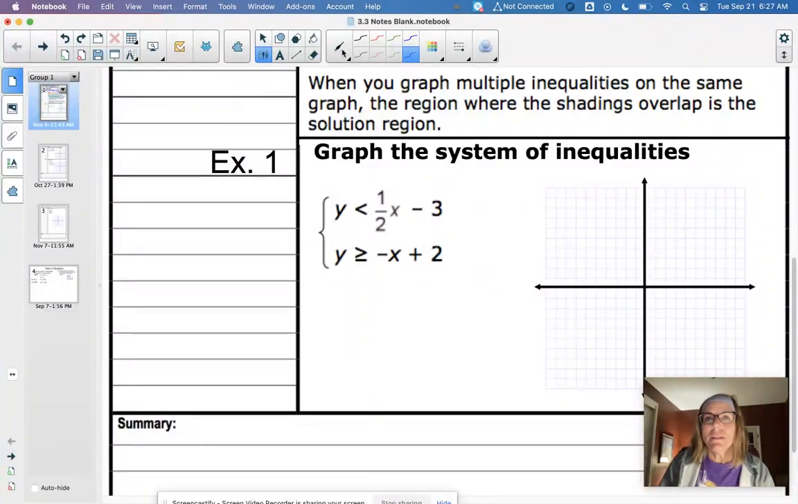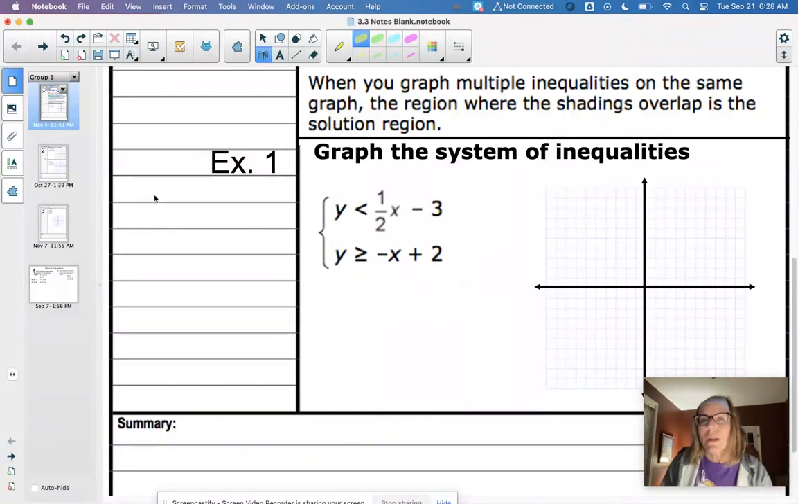In this lesson, it is very important that you know how to graph a line. If you need extra help with that, you need to let me know. I'm not going to deal with these inequalities until we're all done graphing the line, but I am going to talk about a few things before I begin.